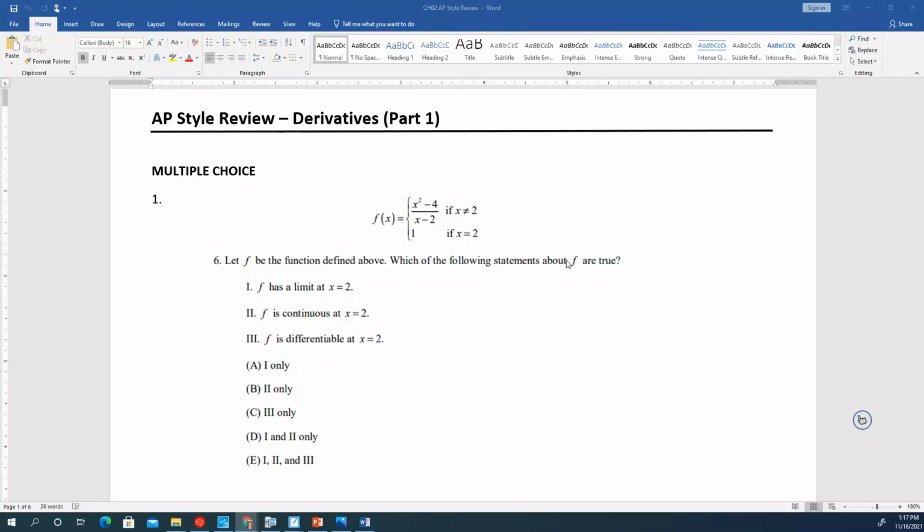Okay, this is November 16th, practicing some AP past exam problems. We'll start with multiple choice, work our way into free response if we have time.